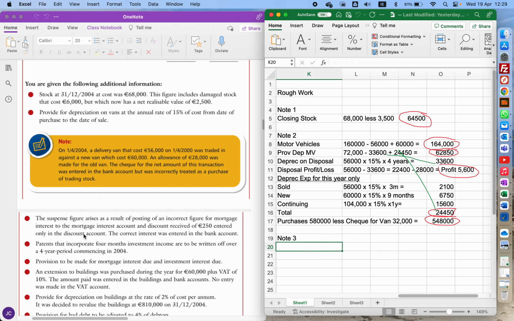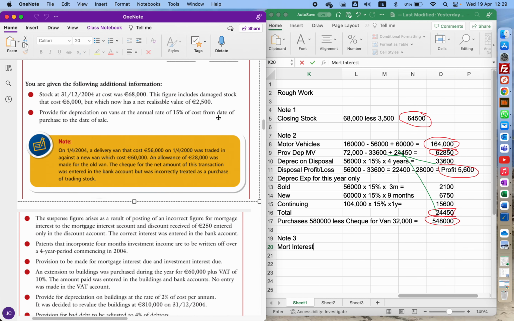Doing the incorrect figure for mortgage interest, what I'll do is work out what interest I should have paid, take away the amount I actually did pay, and what's left is the amount that's going to be due. So, mortgage interest. Let me go back and look at the question.